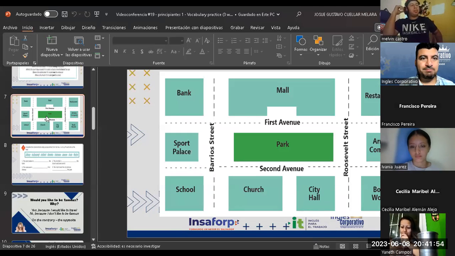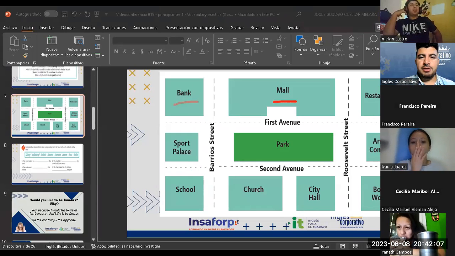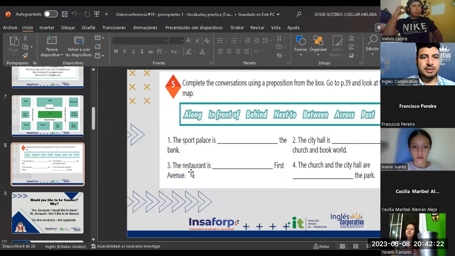Vean lo que tenemos. Okay, here we have another map. Tenemos otro mapa. Vean. Here we have similar places in comparison to the other map. Bank, mall, restaurants, Sport Palace, school, church, city hall, bookwork, Arrows Company, park. Creo que lo habíamos practicado esta. So, here we have some sentences. Sport Palace is, the restaurant is, the city hall, the church. Okay.